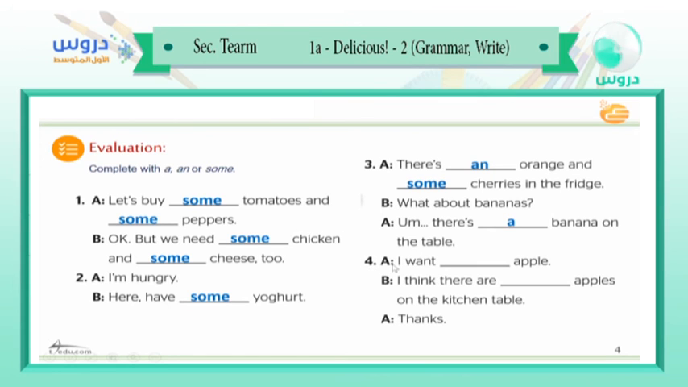Excellent. Number 4, A. I want apple. Countable, singular noun with A. Starts with A. An apple. Excellent. B. I think there are apples. Apples. Plural. Countable, plural. It's just like tomatoes. Some. Exactly. On the kitchen table. Thanks. Very nice. Excellent.